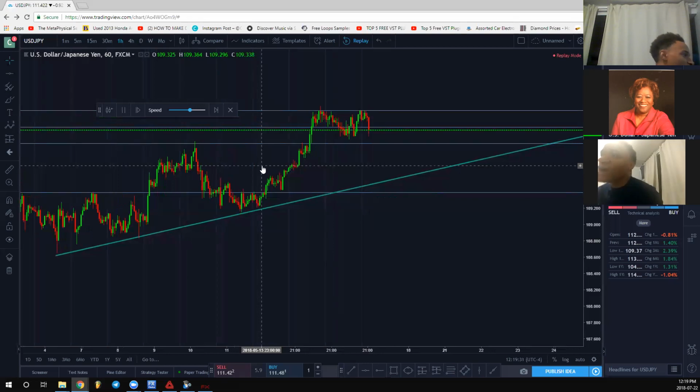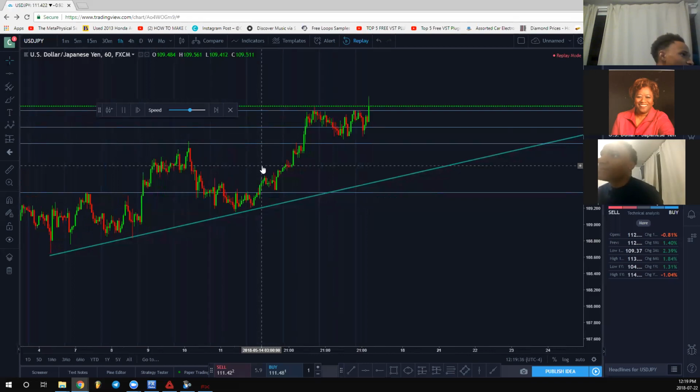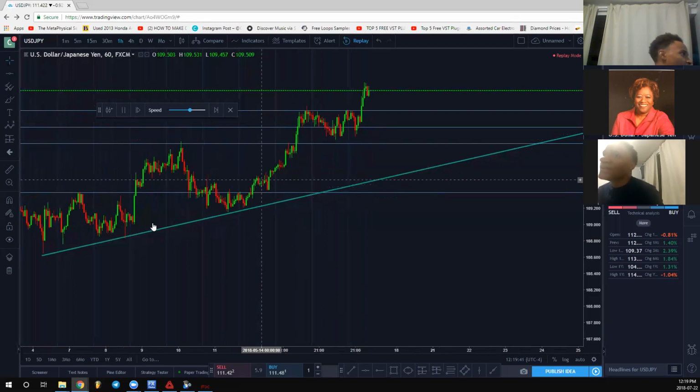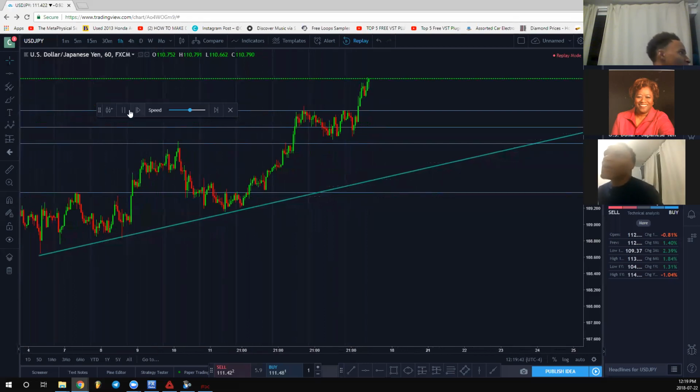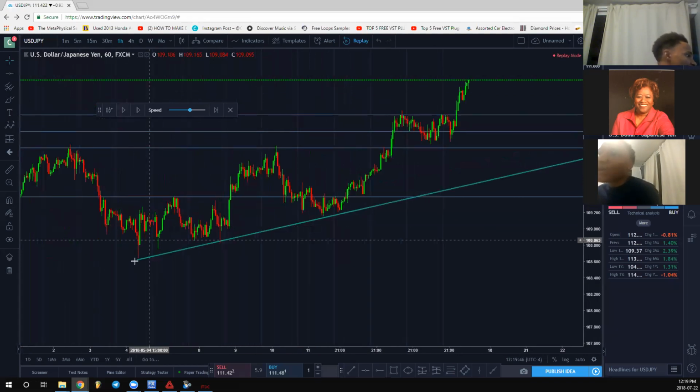Right? So we're just watching price move. We're just watching price move. Now look what happens. So we can pause it here. So this was the cause of our trend line. This was the start of our trend line.